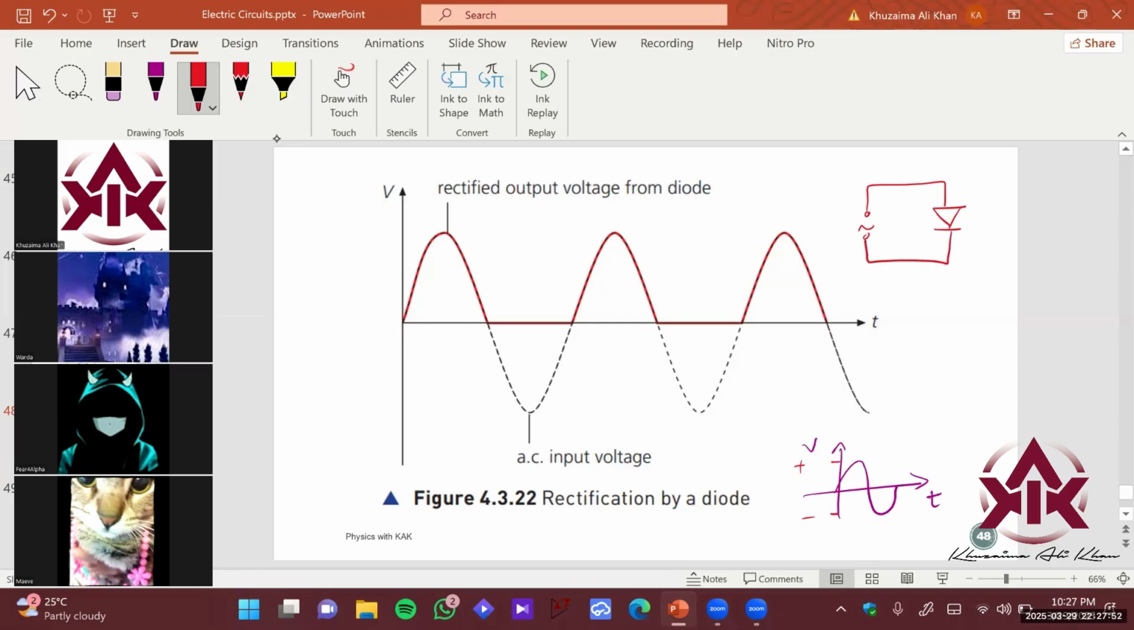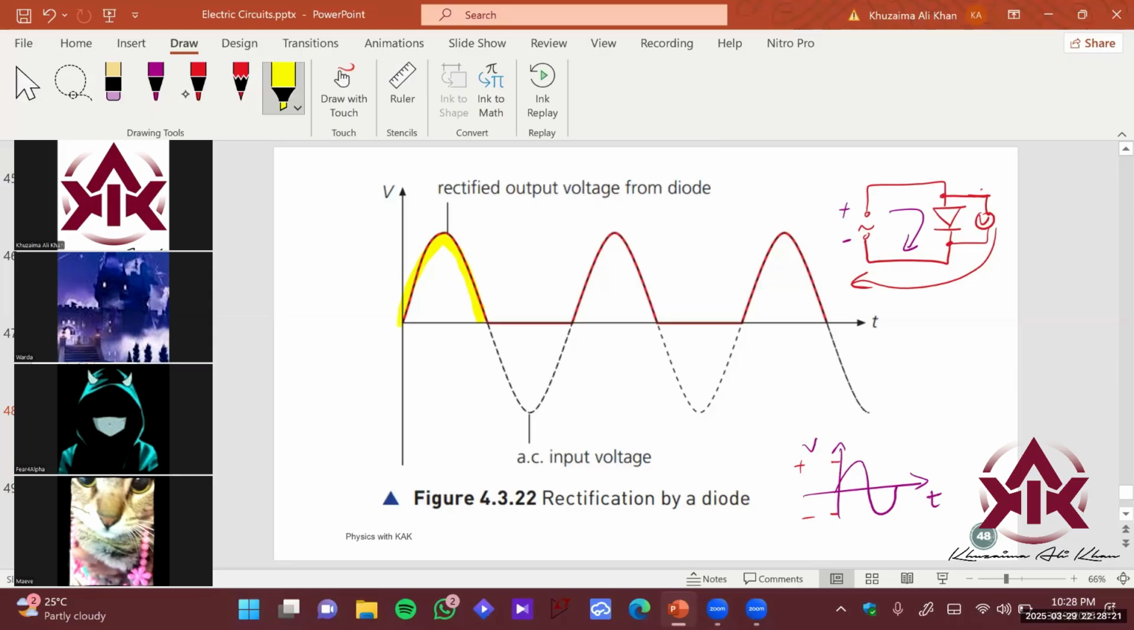What would be the output if you measure the voltage across this diode using a voltmeter? The output is going to be as follows. How? Let's check it out. If the positive voltage is flowing in the circuit, that means we have positive here and negative here. In this configuration, the diode would allow the current to pass through, that is, there would be a potential drop across the diode. You can see that the positive cycle is passed through the diode here.